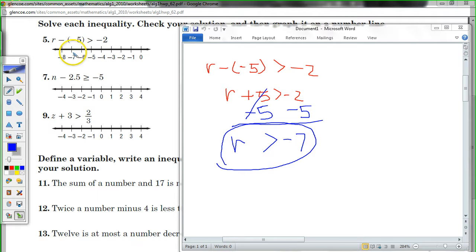So you're going to circle the negative 7. You're not going to shade it in because it doesn't have an or equal to sign. Greater means going to the right. So go to the right. Okay, and that's all it is to it.